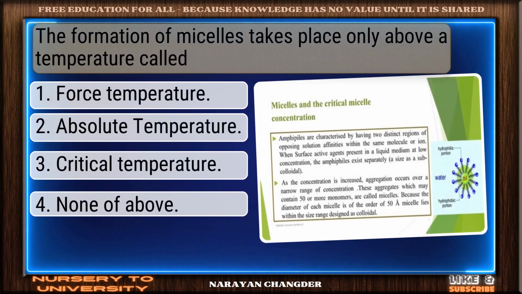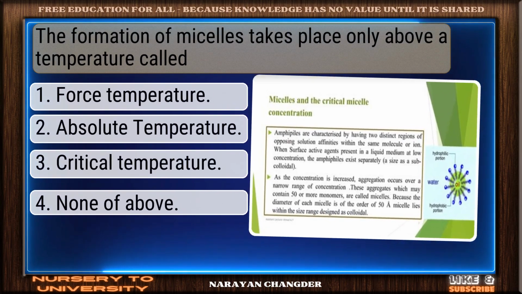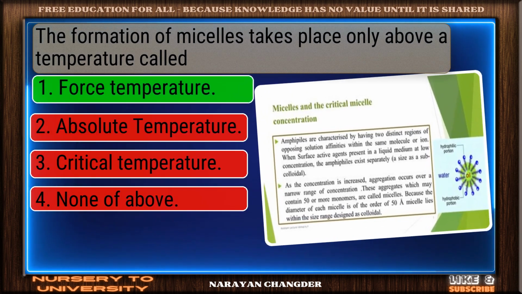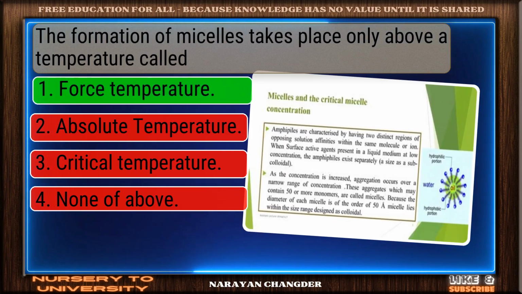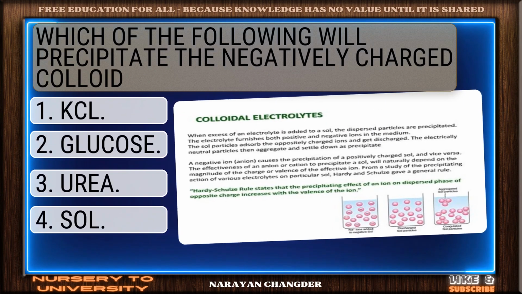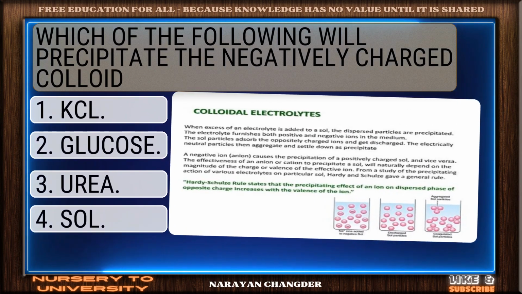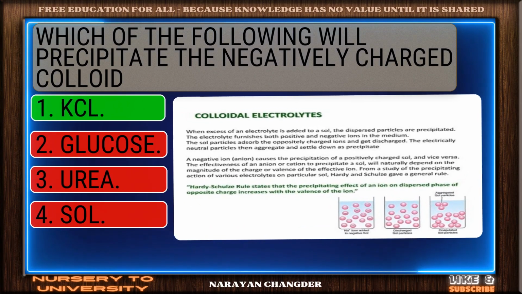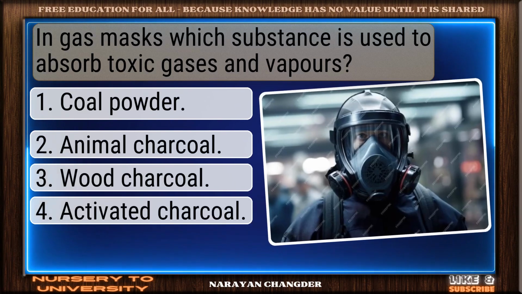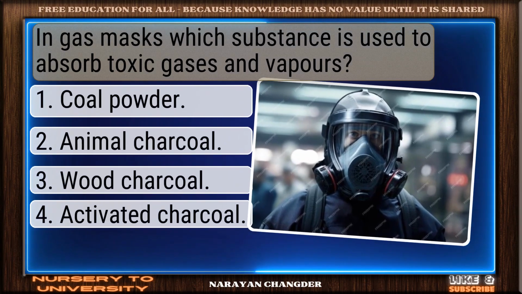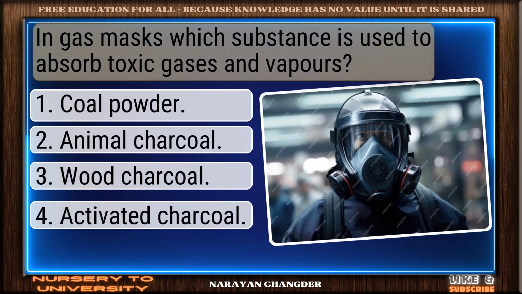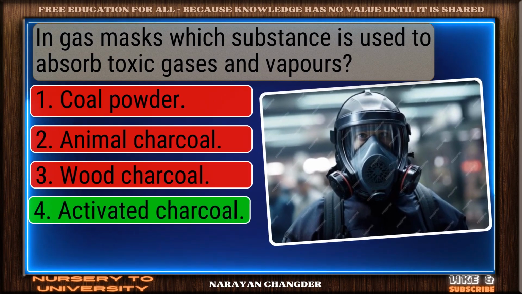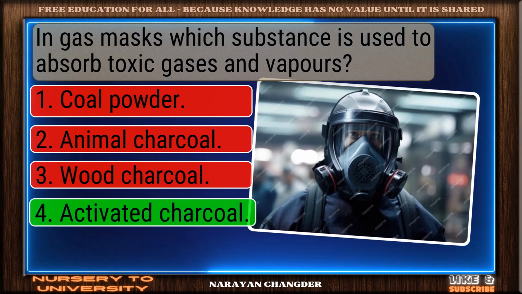The formation of micelles takes place only above a temperature called... Right choice. Kraft temperature is the best answer. Which of the following will precipitate the negatively charged colloid? Smart pick. K3[Fe(CN)6] is the correct choice. In gas masks, which substance is used to absorb toxic gases and vapors? Nice work. You chose activated charcoal, and it is correct.